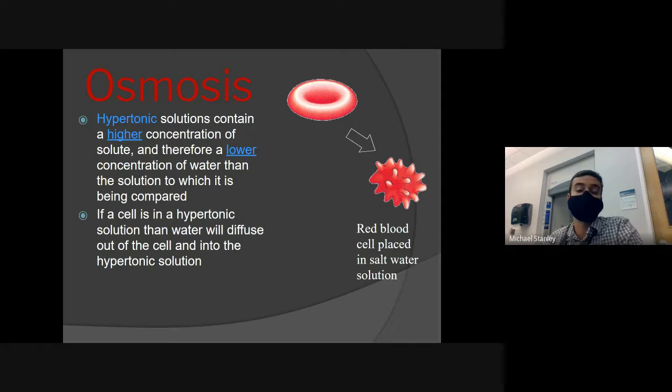So that's what causes these red blood cells, in this case that we're looking at, to become all wrinkled and shriveled up like a raisin, because all the water is leaving the cell and going out into the solution that it's being placed in.